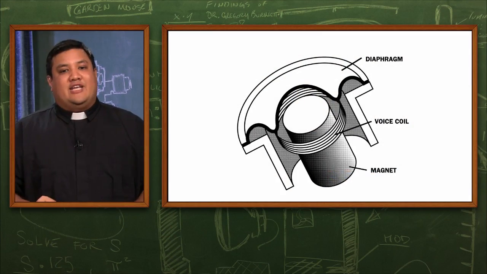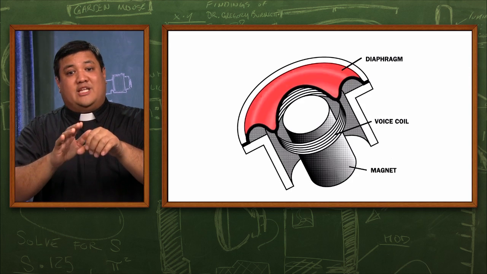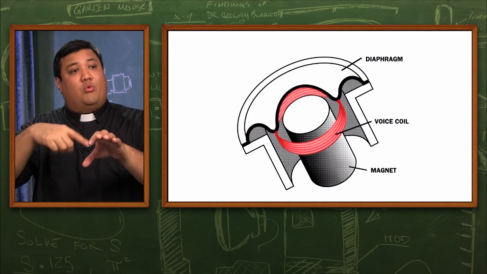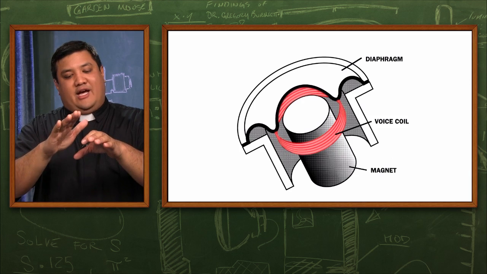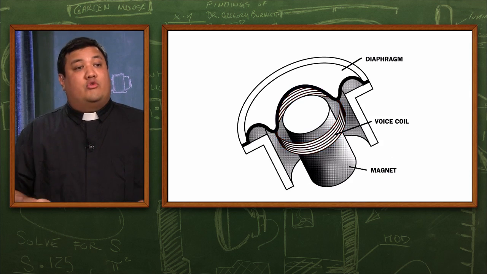When we talk about dynamic microphones, it's really a diaphragm, so just a really thin piece of material that's connected to a voice coil, a coil of wire. That coil moves with the diaphragm, and that entire assembly moves over a magnet.